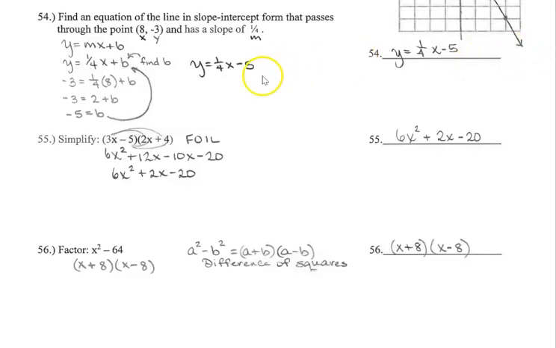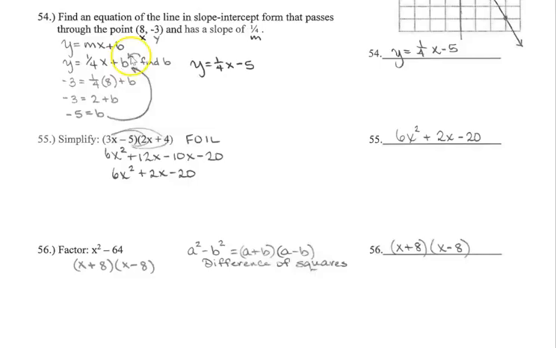slope-intercept form. So we're going to write our answer in y equals mx plus b form. That's slope-intercept, right? It passes through the point 8, negative 3. So that's my xy. And it has a slope of 1/4. So that's my m. All right, so I'm going to start off with putting that 1/4 in for m. So I have y equals 1/4 x plus b. If I just find b, then I'm done. I have my equation. So that's the next thing I want to do.